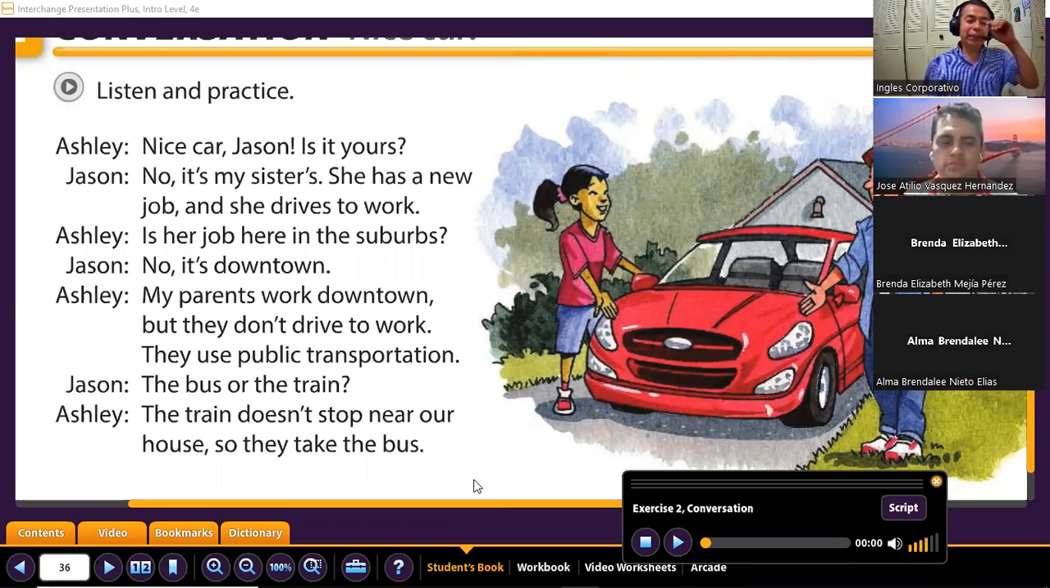The train doesn't stop near our house. So they take the bus.